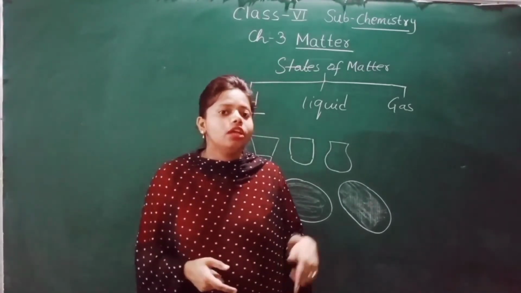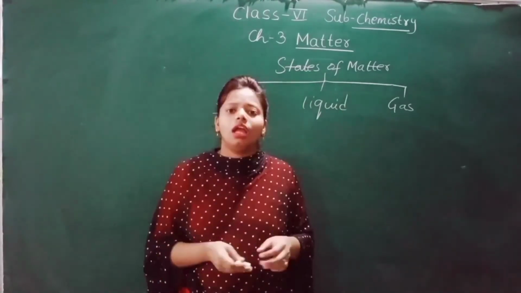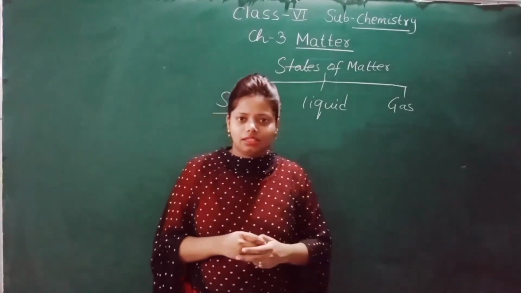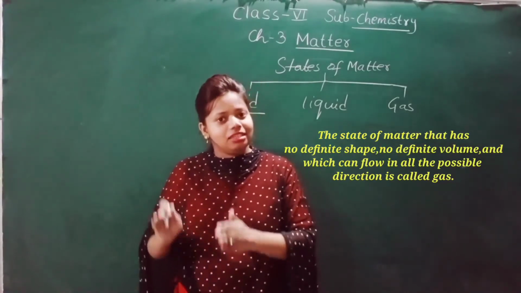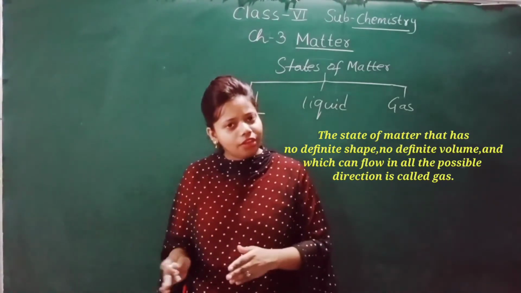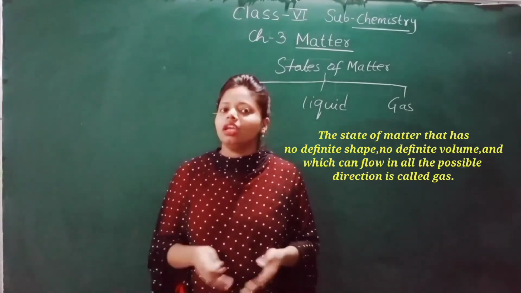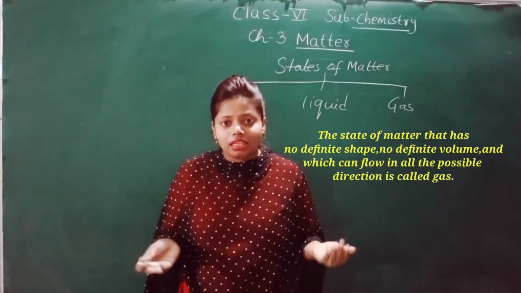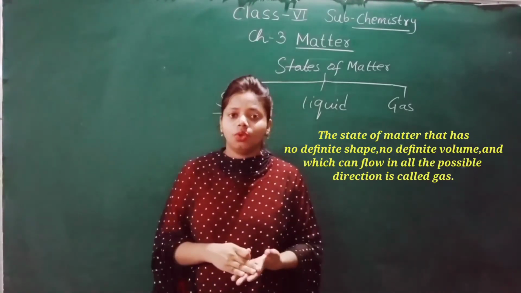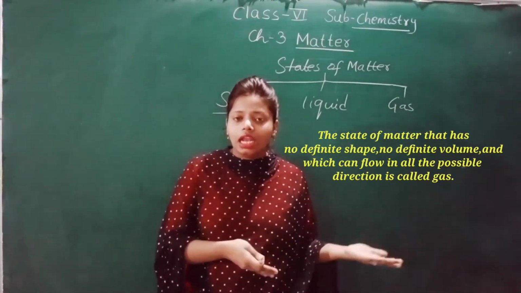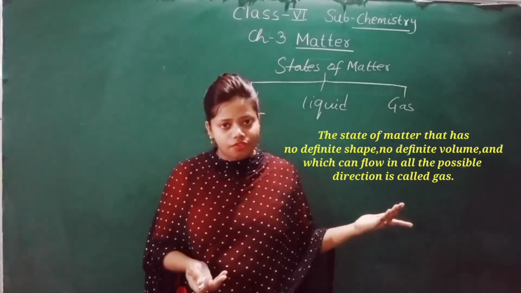Okay, now let's go for the last one, the third state of matter, that is gas. Now what is gas? The state of matter that has no definite shape, no definite volume, and which can flow in all possible directions is called gas. And gas has no free surfaces. Solid has many free surfaces, liquid has only one free surface, but in gas, there is no free surface.